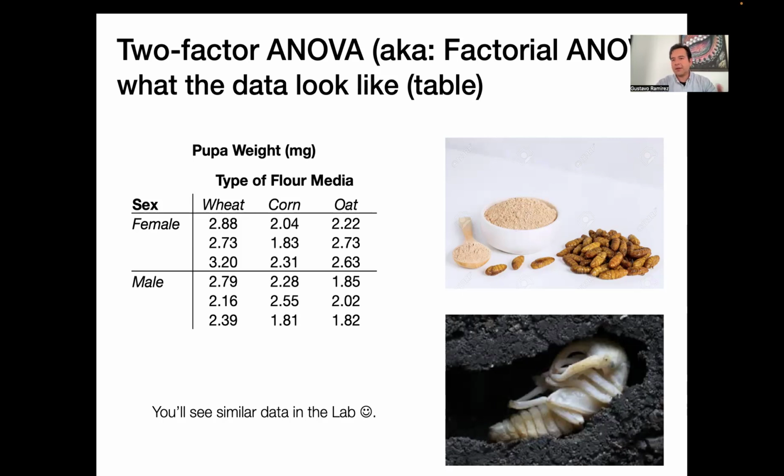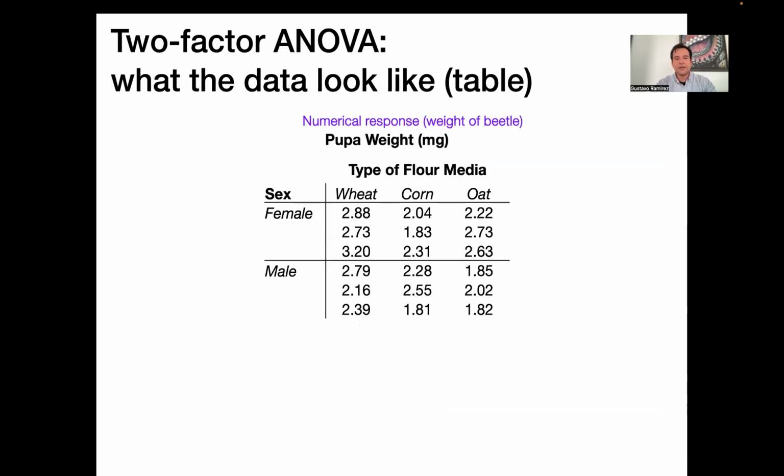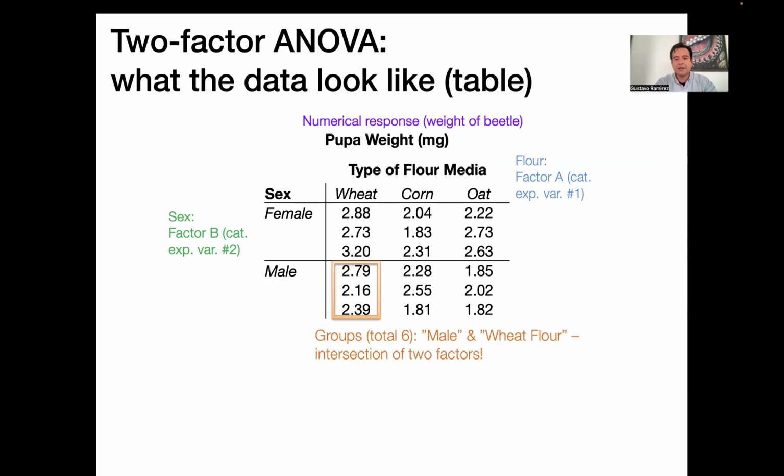Anyway, this basically creates intersectional groupings, for which you can derive a mean, an average, and then try to see how these means change as a function of the levels of the two different factors. Here we have a total of six groups. Male and wheat flour is the intersectional grouping that I'm highlighting here specifically, the intersection of two factors.